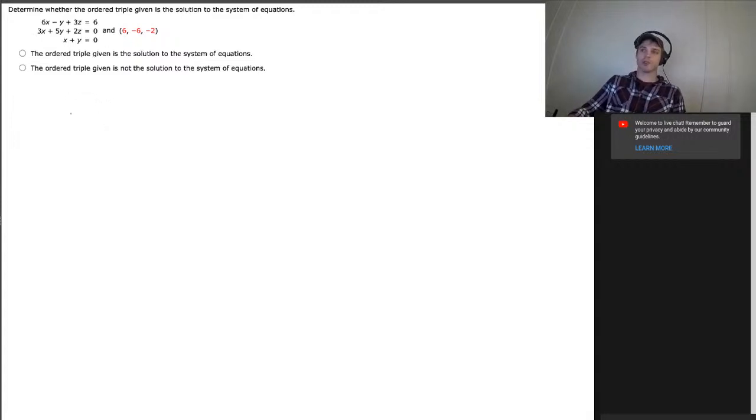So let's put these values in, remembering that this is an X, this is a Y, and this is a Z. We're going to plug those into each equation that we're given. Let's start with the first one. 6x minus y plus 3z should equal 6. Let's see if this works out.